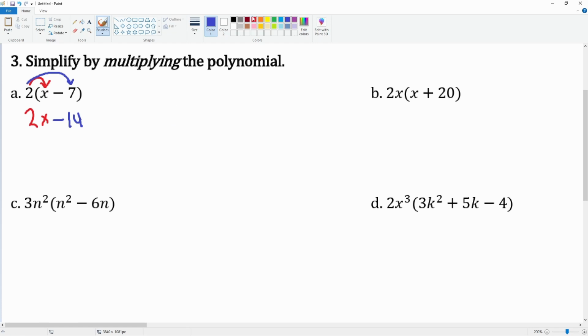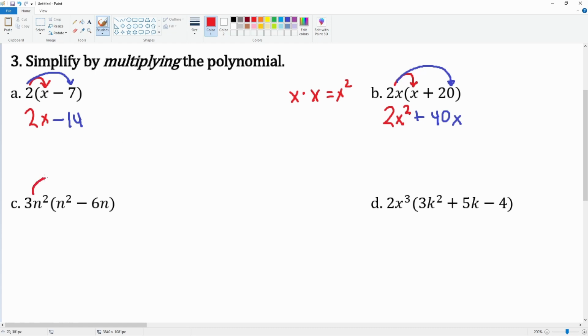There you go. Next, you have 2x times x. That becomes 2x squared, because remember, x times x becomes x squared. Remember that? Then you have 2x times 20. 2 times 20 becomes 40. Don't forget the x.